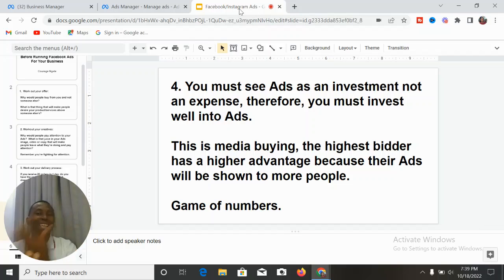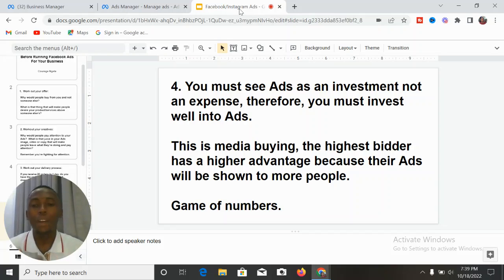So you see that the higher you spend, the higher the number of people that are going to see your advert, because this is sales. And guess what? Sales is a game of numbers. So the higher the number of people that see your product, the higher your chances of converting some of these people into paying customers.